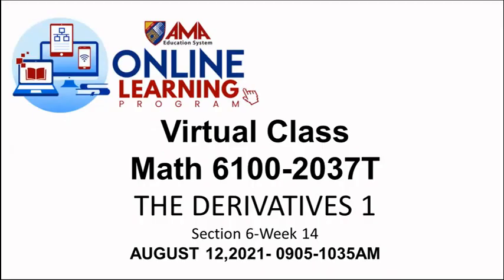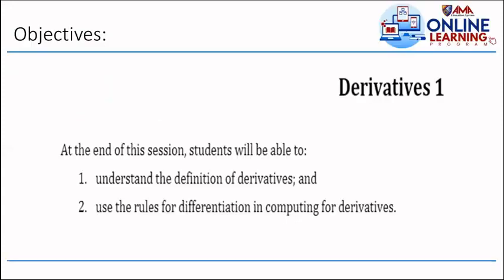This is Math 6100, 23rd trimestral, and our lesson for today is all about derivatives one. So we have now the objectives of derivatives one. At the end of the session, students will be able to, one, understand the definitions of derivatives, and number two, use the rules for differentiation in computing for derivatives.